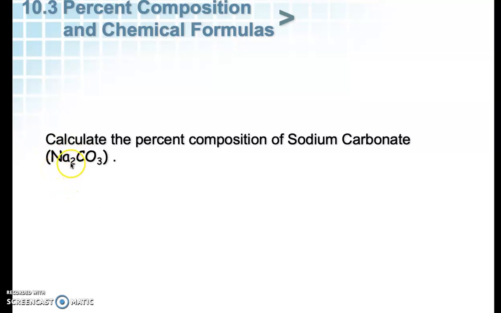Now sodium, for example, is 23 grams. So 2 times 23 is 46 grams. Carbon is 12 grams, and there's only 1 of them. Oxygen, 16 grams, and there's 3 of them. Okay, so now take a minute, figure out the answer, pause the video.